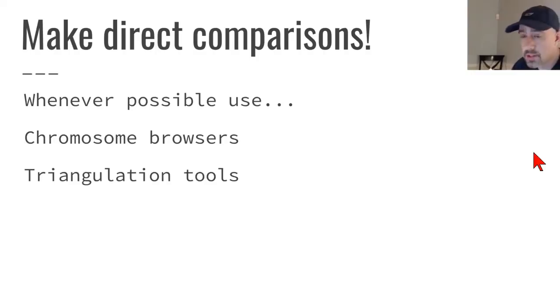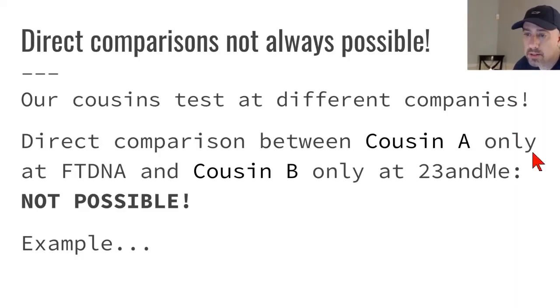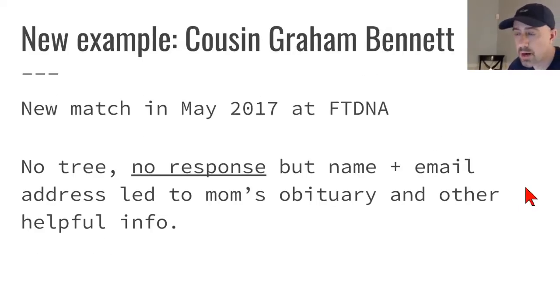So I would emphasize that you do want to make direct comparisons when you can make direct comparisons. You want to make direct comparisons with chromosome browsers and triangulation tools when you have access and when there are no barriers that prevent that. But that's not always going to be possible. So for example, a direct comparison between cousin A, who's only tested at Family Tree DNA and doesn't have results anywhere else, and cousin B, who's only on 23andMe, is not possible. You have a barrier that prevents the direct comparison that you would prefer to make. And so here's a real example of this problem.